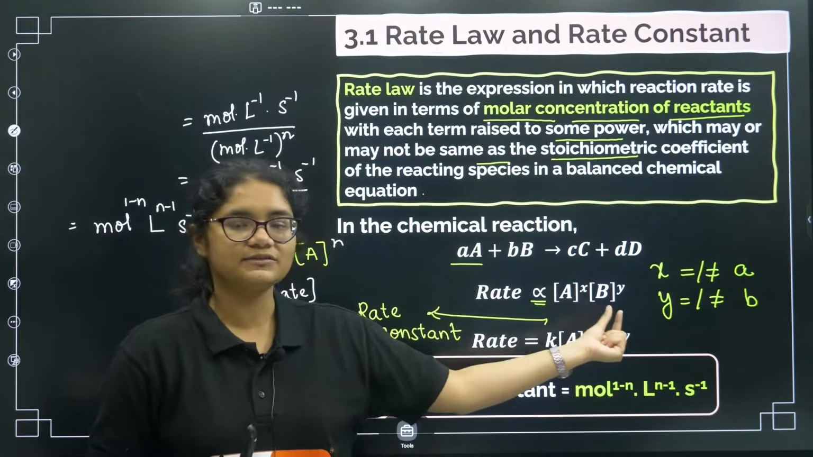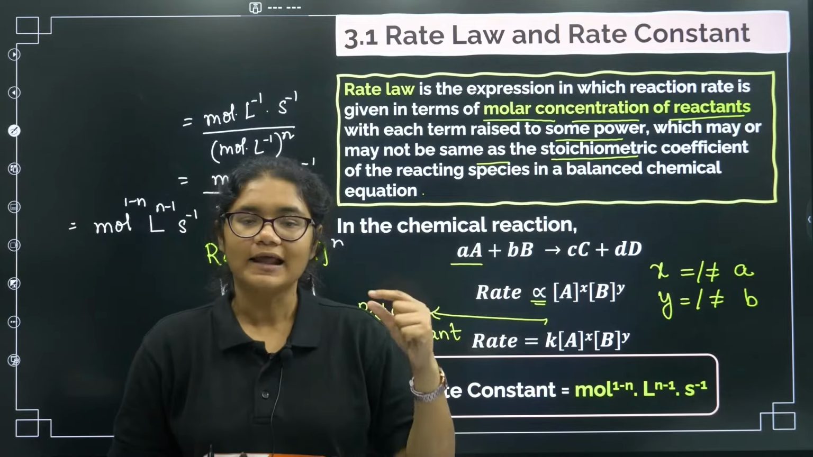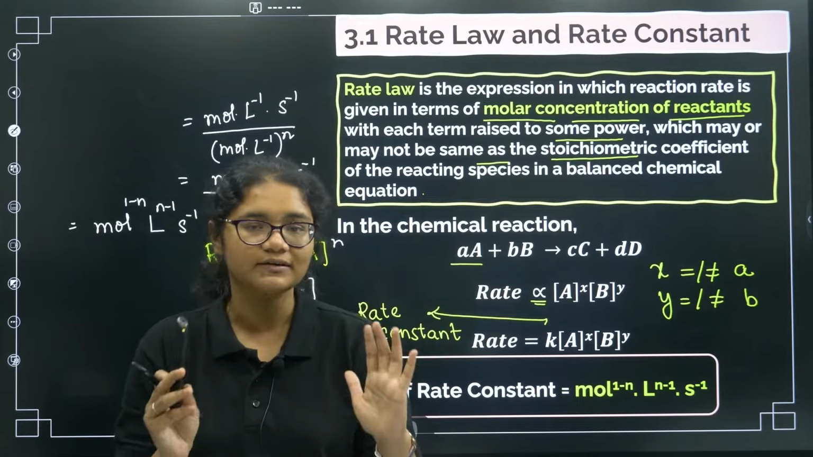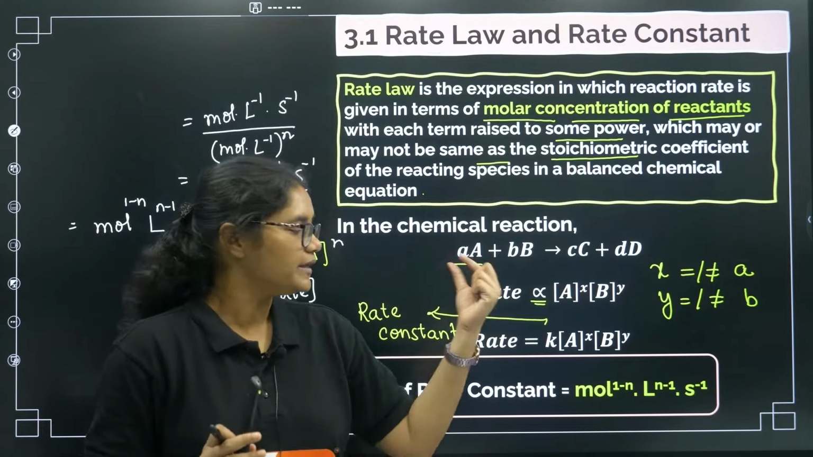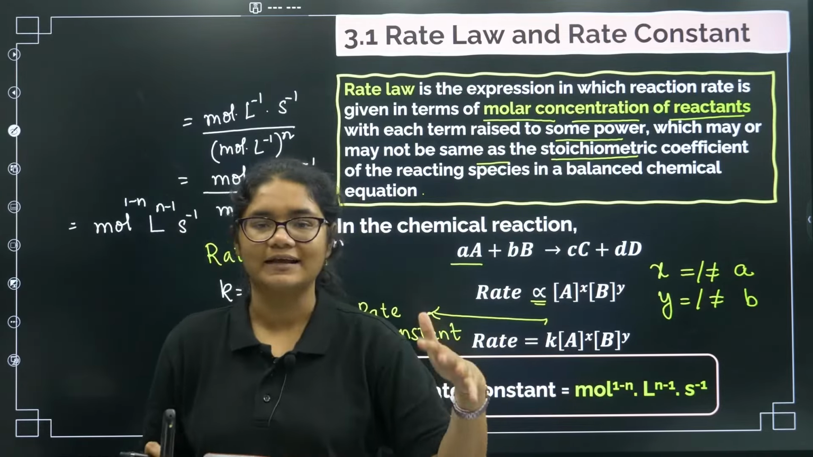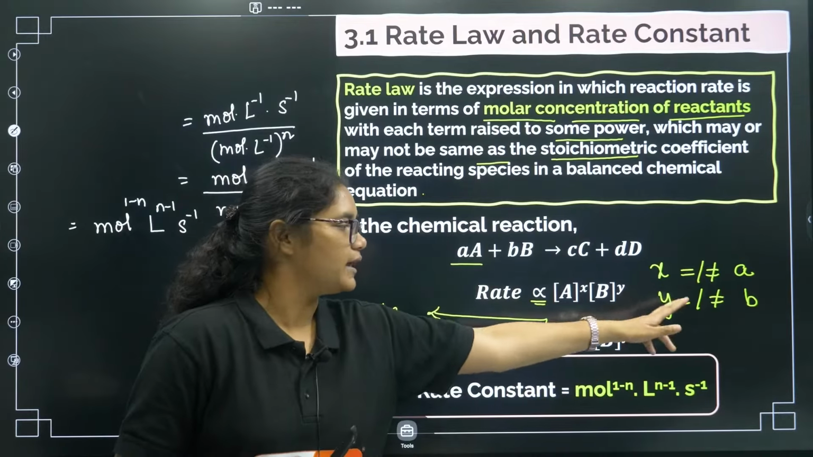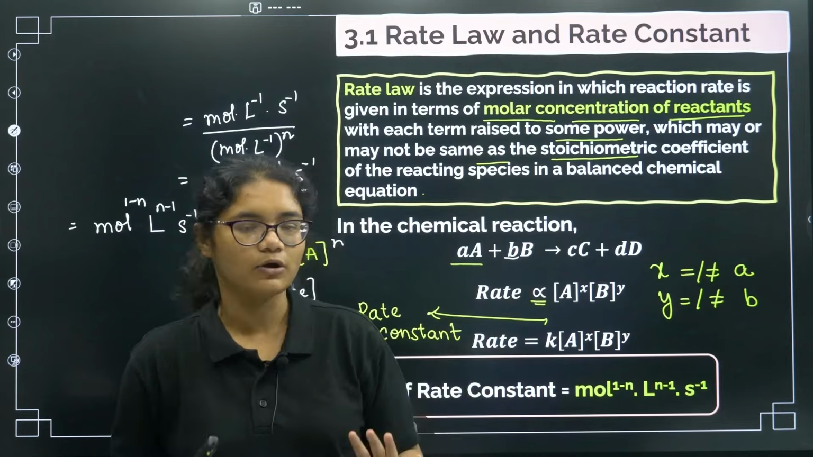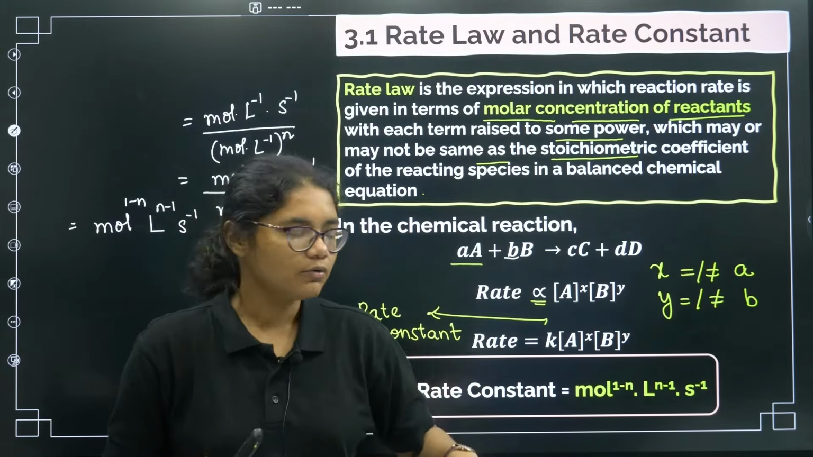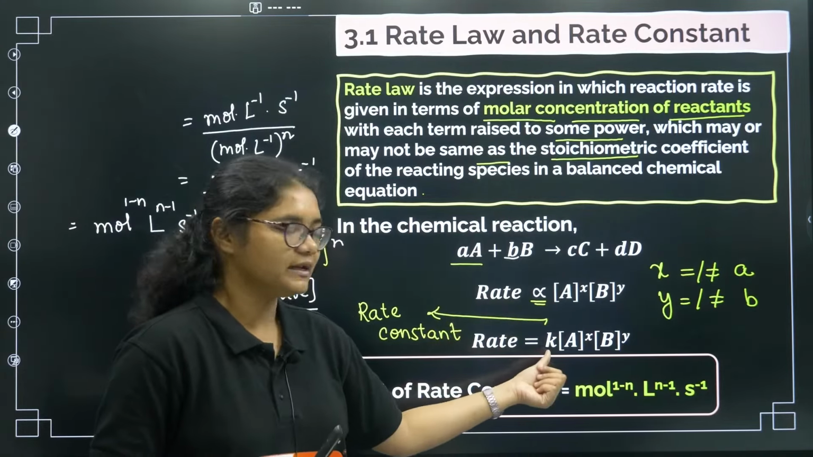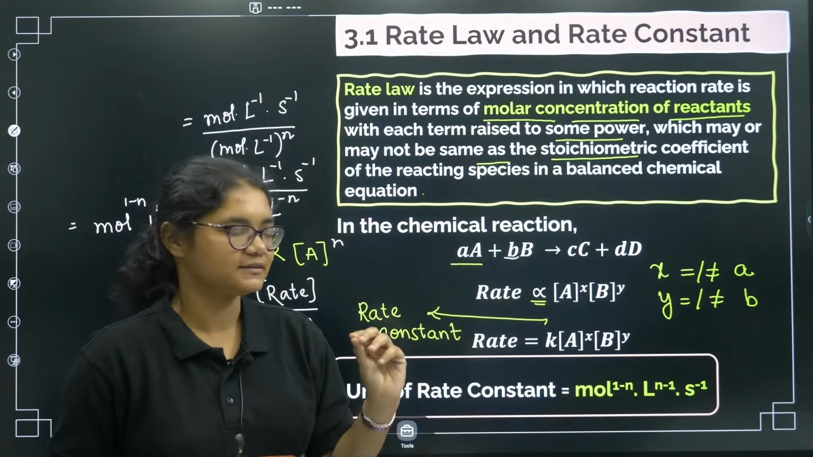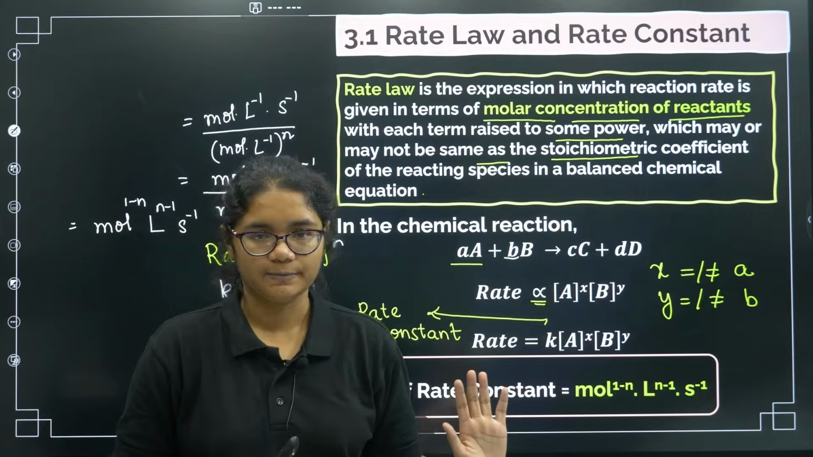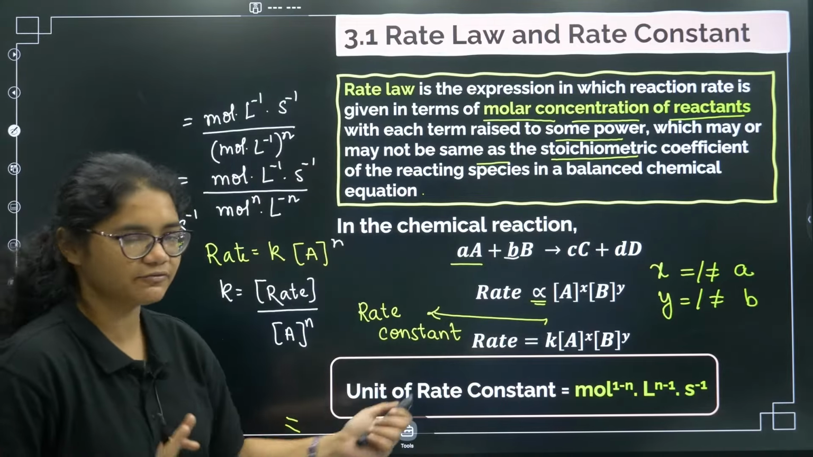How the rate depends on the concentration of the reactants, and these reactants are raised to some power x and y. This x and y may or may not be equal to a and b. Okay, it may be equal, it may not be equal also. Now to remove this proportionality we need to multiply a constant. That constant is called the rate constant. So we multiplied it and here we can calculate. Clear? Units of K clear?